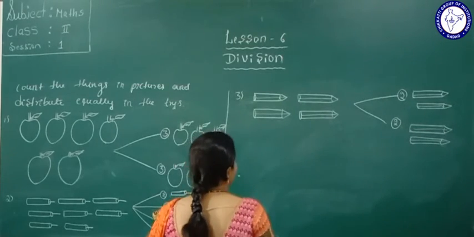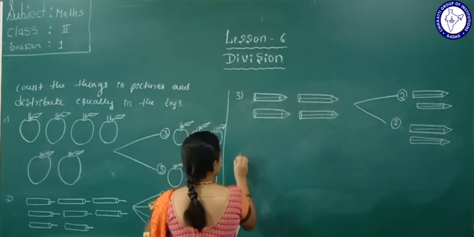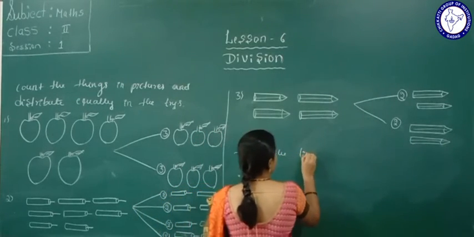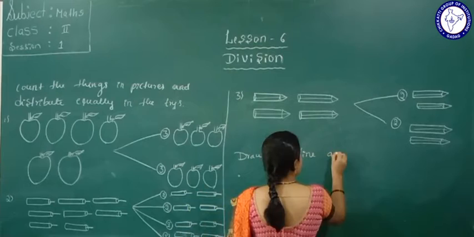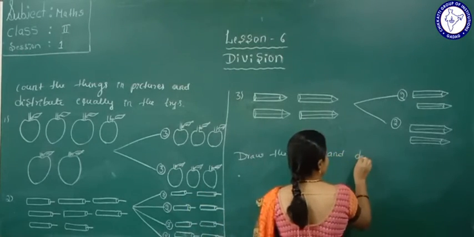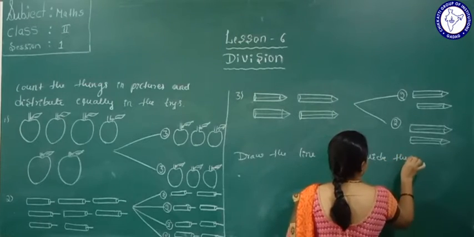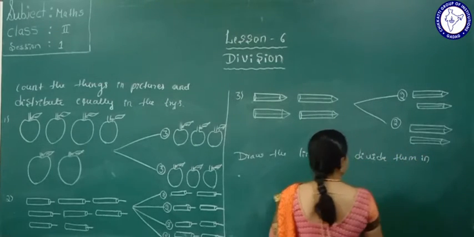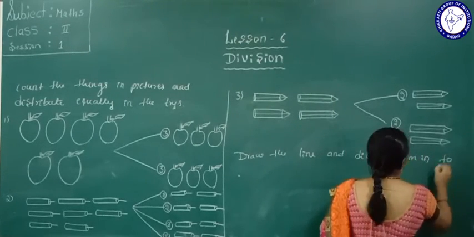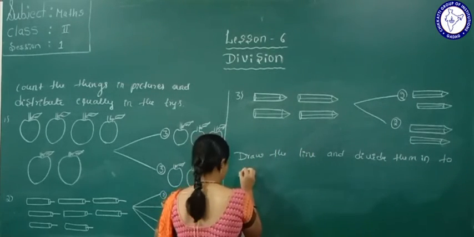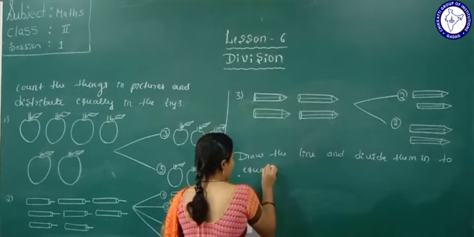Okay, so next one they have given here, that is, draw the line and divide them in 2 equal shares. 2 equal shares.